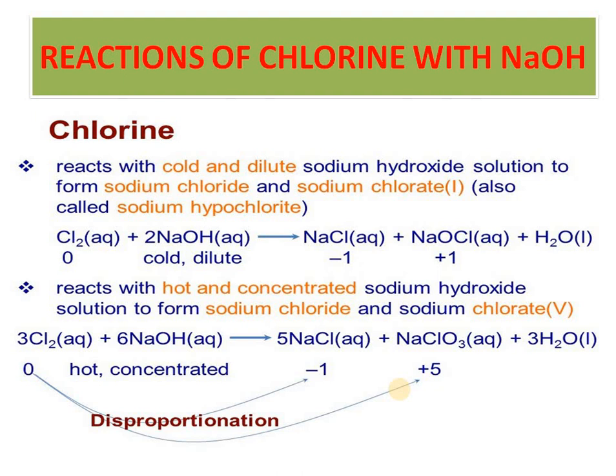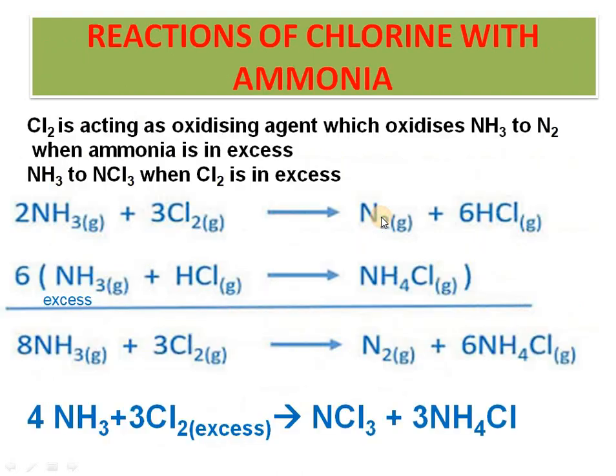Hypochlorite and sodium chlorate. Okay, so now if you are talking of reactions of chlorine with ammonia, there are two reactions: when ammonia is in excess, and on the other hand when chlorine is in excess. If ammonia is in excess, then we are getting ammonium chloride and nitrogen. Please keep this in mind. We can write it as a partial equation also: ammonia plus chlorine gives rise to nitrogen plus HCl. And now see from here, what is the ammonia doing? Hydrogen is getting removed. Who is removing it? Chlorine is removing it.